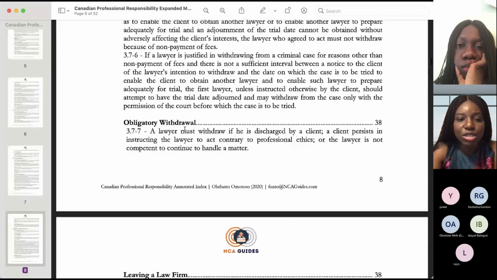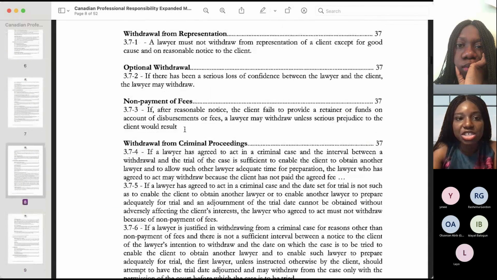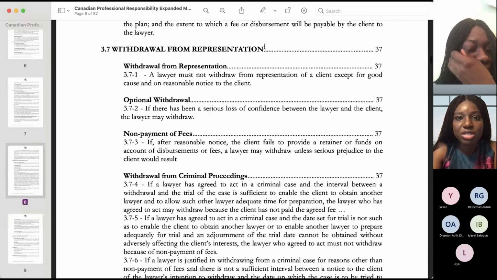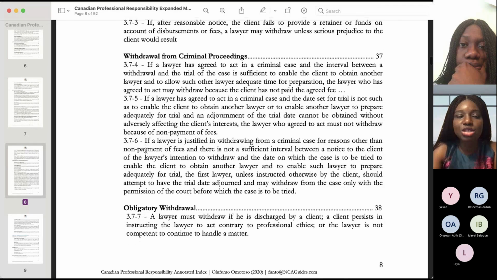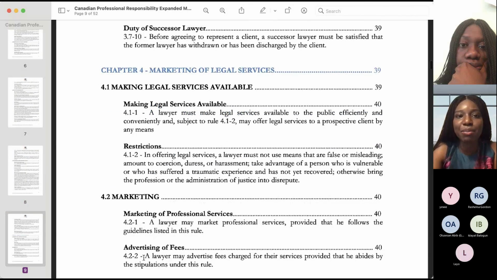So, for example, if they say withdrawal, you see that somebody's canceling their representation. You go to 3.7 withdrawal for representation. Automatically, you can see 3.7-1, put that in your rule section. 3.7-2, put that in your rule section. It talks about optional withdrawal from representation. If they say anything about non-payment of fees, they're obviously referring to 3.7-3. You understand what I mean? So you don't have to go into the code or your notes. This is already telling you what the topics are about and which rules are applicable.